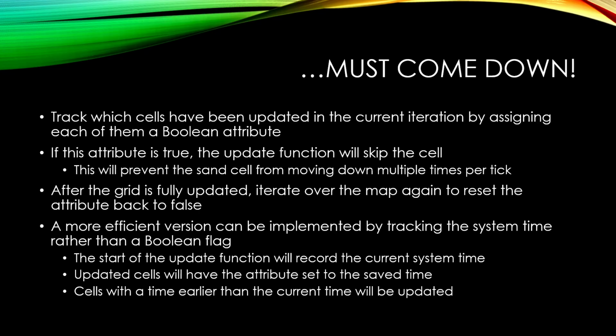Now this method has a big disadvantage in that you have to iterate over the entire grid twice. Once to update each of the cells, and then another time to set each of those attributes back to false.